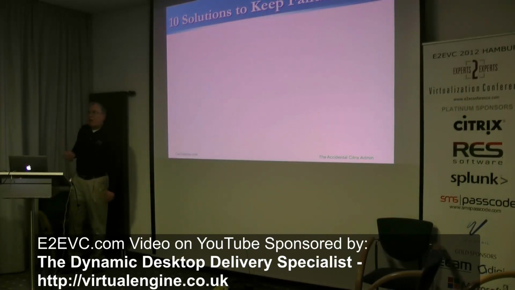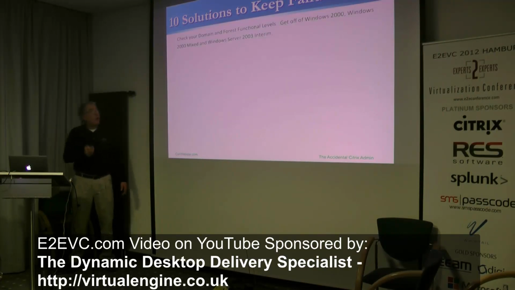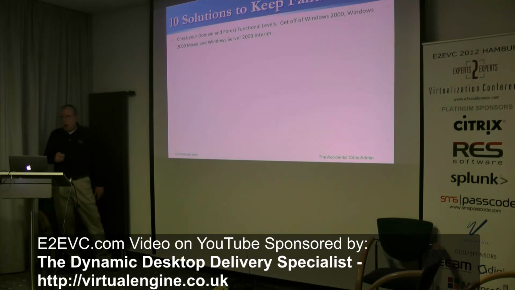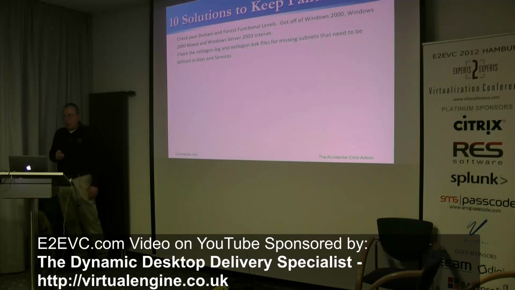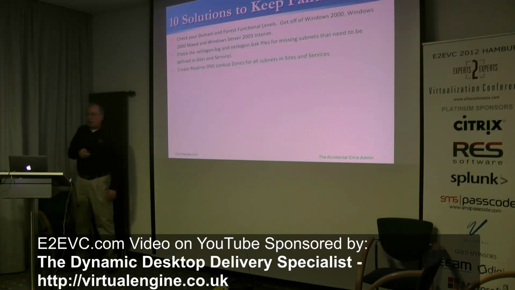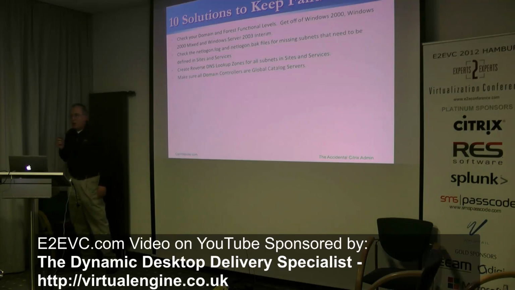All right, so we've now covered 10 solutions to keep failure away from you, because it's not our fault, it's the Active Directory fault. So you're going to check your domain and forest functional levels, get off all those old DFL, FFL. You're going to check your netlogon.log and netlogon.bat files for all those missing subnets, and get those subnets from the sites and services. Then for each of those subnets you created, we're going to create a reverse DNS lookup zone. You're going to make sure all domain controllers are global catalog servers. You're going to make sure there are no manually created connection objects in sites and services.